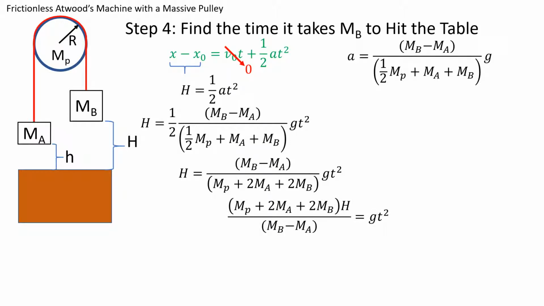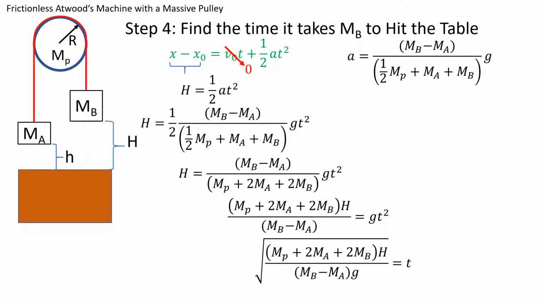So we're going to solve this for t. We have to divide both sides by the fraction. So we'll have (mP plus 2mA plus 2mB) times h over (mB minus mA) equals g t squared after dividing by the fraction, or that t equals the square root of (mP plus 2mA plus 2mB) times h over (mB minus mA) times g. This is how long it takes for the mass B to fall and hit the table.